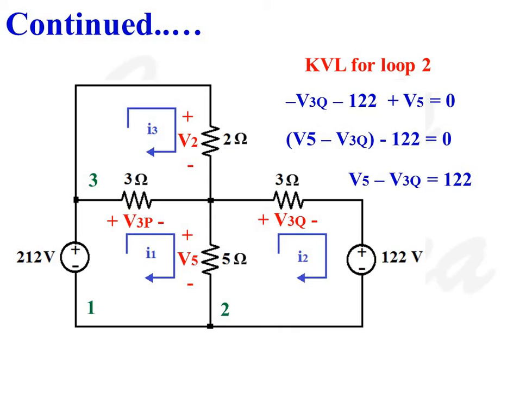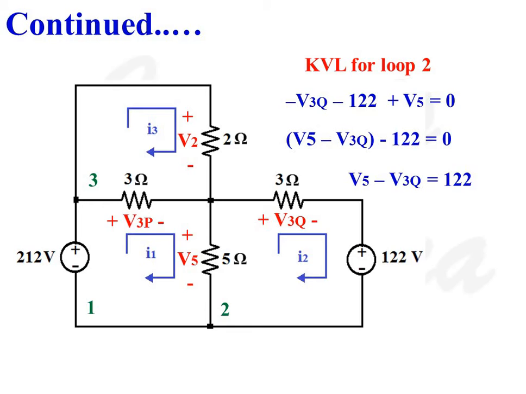Apply KVL for the second loop. In second loop, there are 3 voltage terms: voltage drop across 5 ohms resistor, voltage drop across 3 ohms resistor V3Q, and the applied voltage of value 122 volt. So moving in the clockwise direction, let us consider 122 volt first. So in the clockwise direction, as we move from positive potential to negative potential, 122 should be taken as negative, so minus 122.